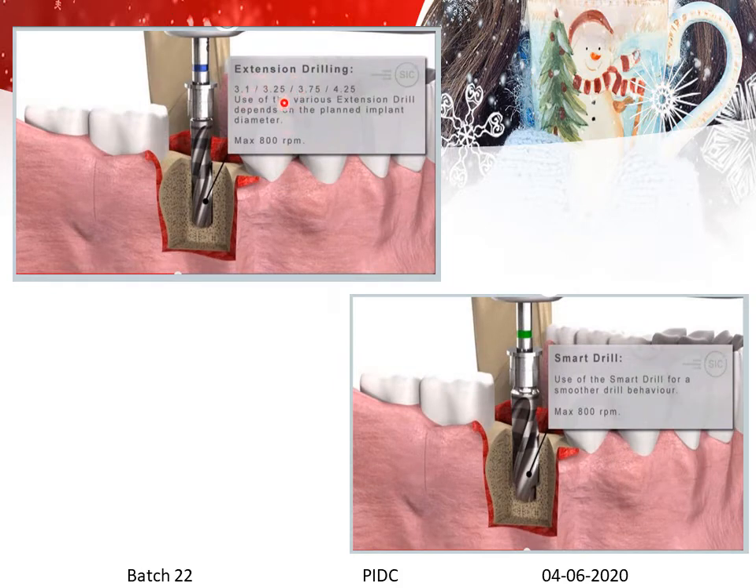and going in for various other drills. This is based on the diameter: 3.1 diameter, 3.25 diameter, 3.75 diameter, and 4.25 diameter. Again, this depends on the planned implant diameter. Supposing you have planned for an implant of around 5 mm, you have to go to a diameter of around 4.25 drill. If your implant is only 4, then stop at around the 3.75 mm drill. After all this, use a smart drill for smoother drill behavior.